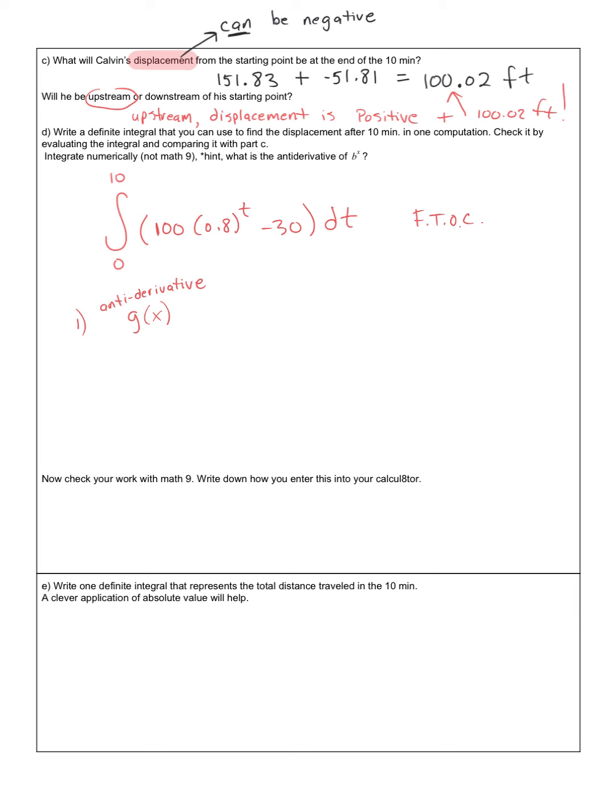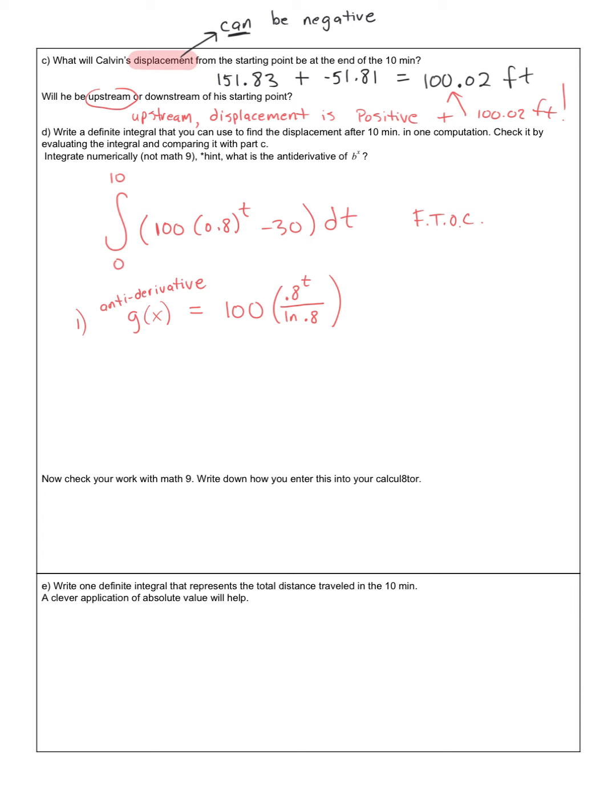Okay, so let's break this down. 100 is a coefficient. It comes along for the ride. Now we need to take the antiderivative of 0.8 to the t. Well, that's an exponential function base 0.8, so you have to go to your flashcards. That becomes 0.8 to the t. We write the function again, and we divide it by the natural log of the base.